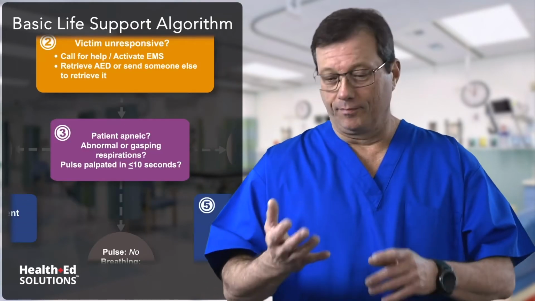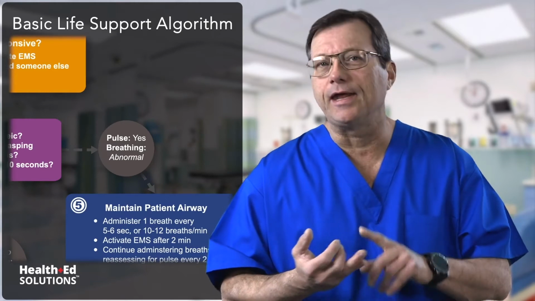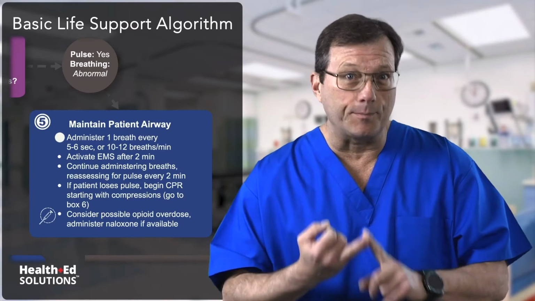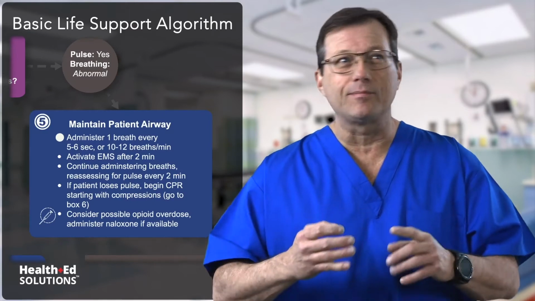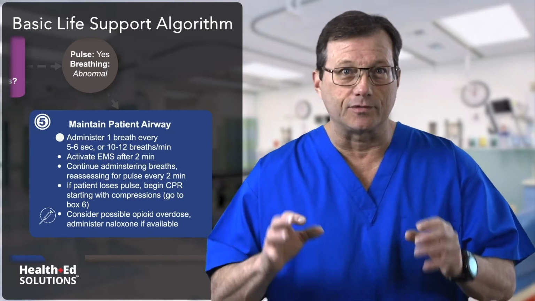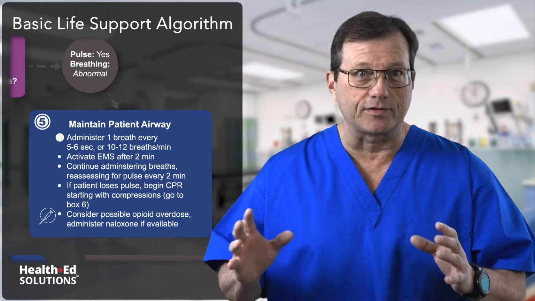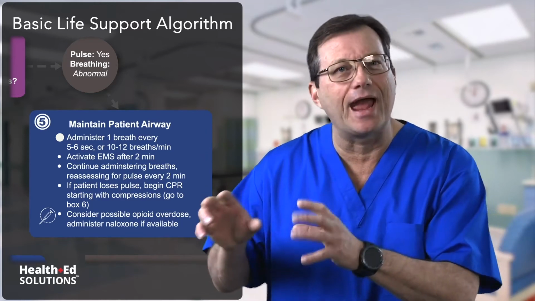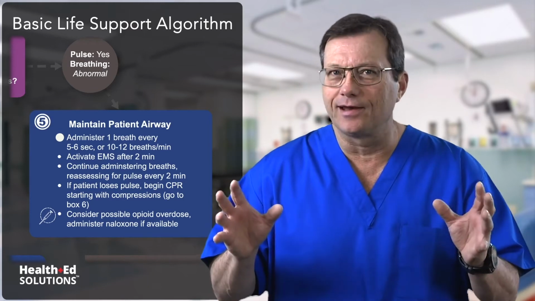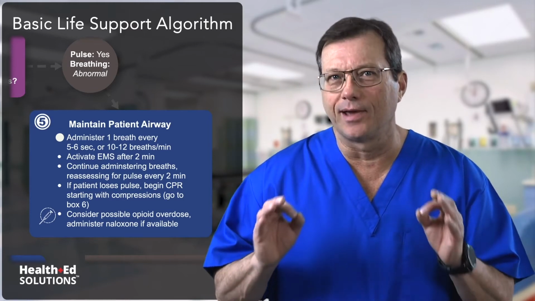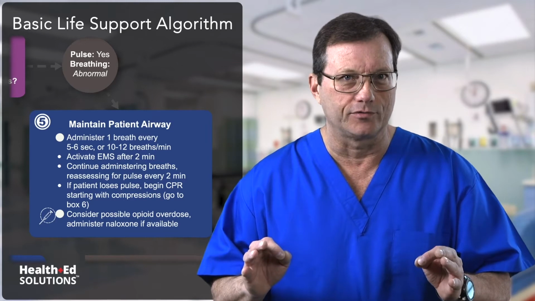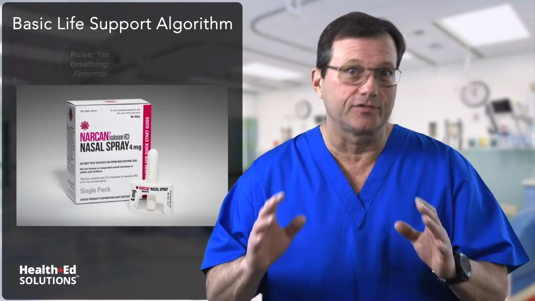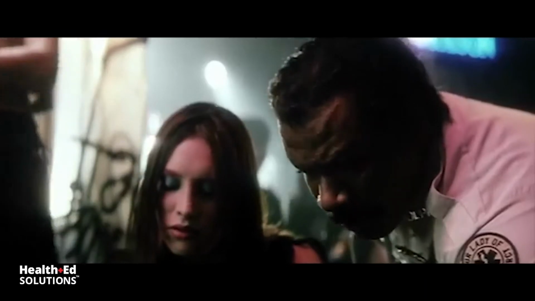Second scenario, patient has a good pulse but inadequate breathing. If that's the case, we're going to provide supplemental breaths at a rate of about 1 breath every 5 to 6 seconds. Now in this scenario where you have a good pulse but abnormal breathing, today in America, we really need to be thinking about an opioid or a heroin overdose. So assess for that, and if need be, administer the antagonist, Narcan. We're gonna bring you back from the dead.